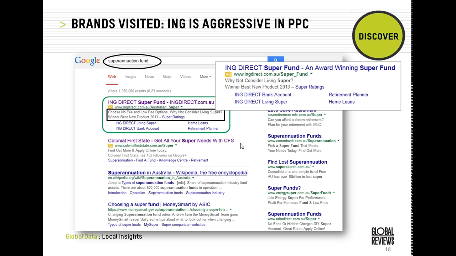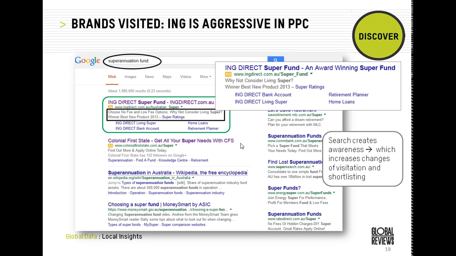So obviously, this is where the role of search plays some sort of a role in terms of awareness for one, and then visitation secondly. Now, does that necessarily lead to shortlisting? Well, that's what we're going to have a look at later. But it certainly comes up as a brand that users then go and visit in this particular case.